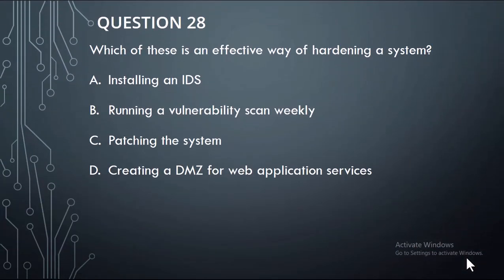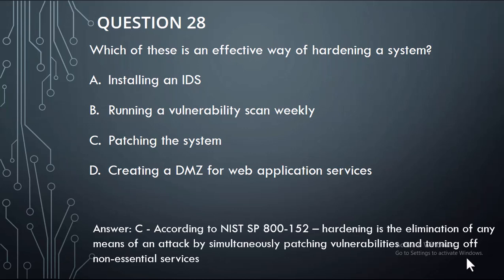Question 28. Which of these is an effective way of hardening a system? A. Installing an IDS. B. Running a vulnerability scan quickly. C. Patching the system. D. Creating a DMZ for web applications. The answer here is option C. According to the NIST SP 800-152, hardening is the elimination of any means of an attack by simultaneously patching vulnerabilities and turning off non-essential services. So the answer here is option C, patching the system.